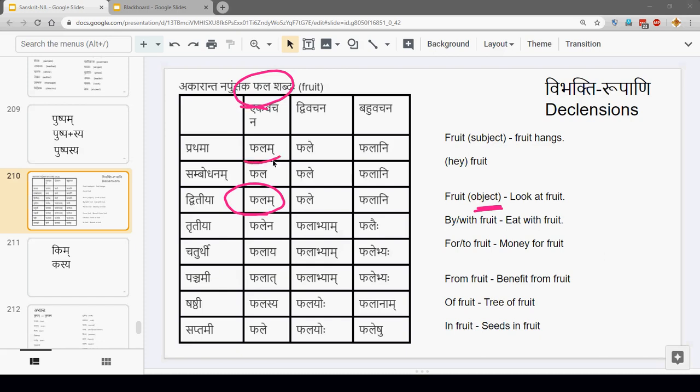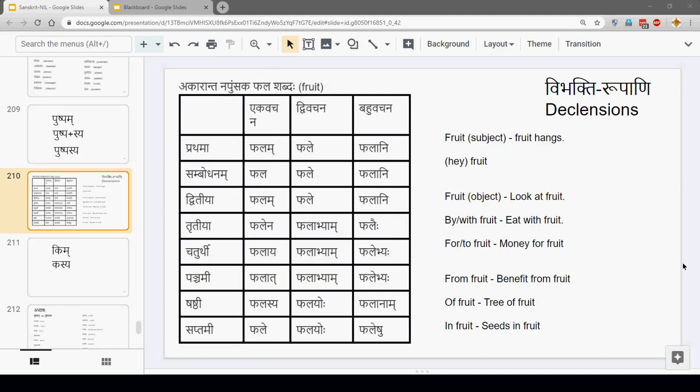If it is a neuter ending word, then phalam is the first case, and the second case form will be the same. So phalam and phalam, like pustakam and pustakam. Even in a sentence, if pustakam is used as a subject, the form will be the same, pustakam. If it is used as an object, it will be the same form, pustakam. Only by the context will we know who is the subject and who is the object in a sentence, though the form might be the same in some cases.